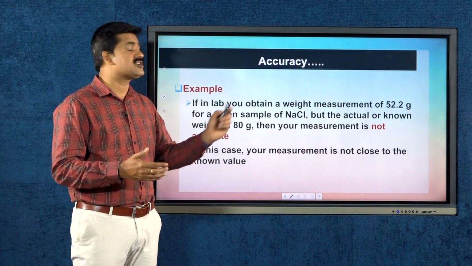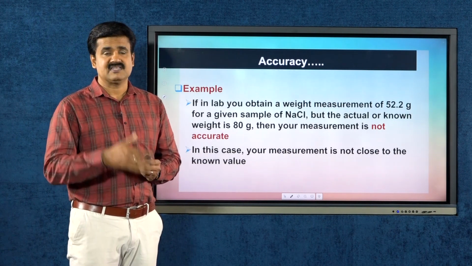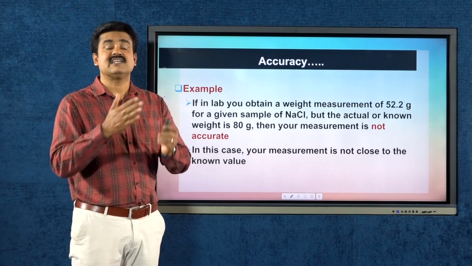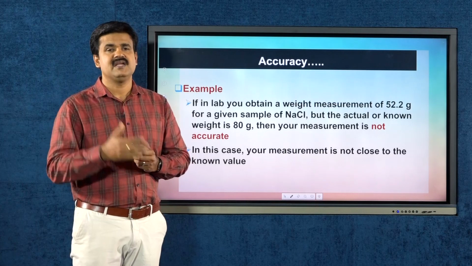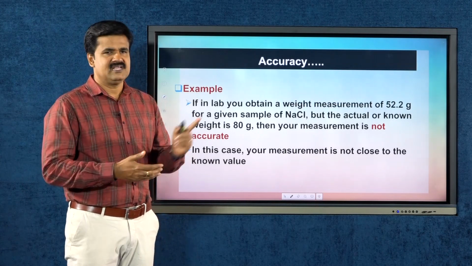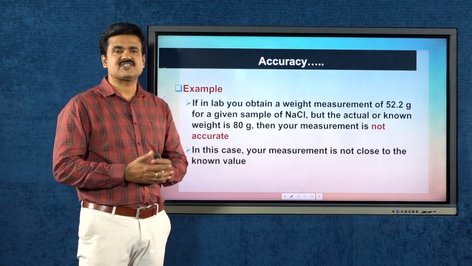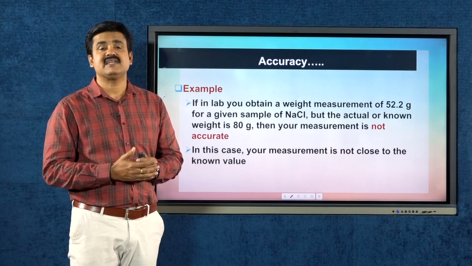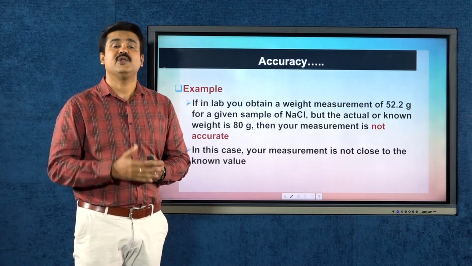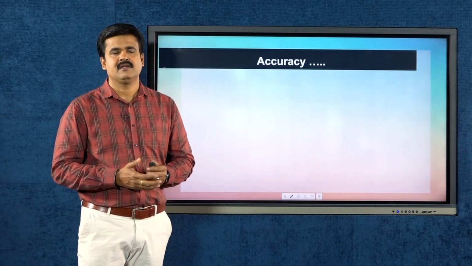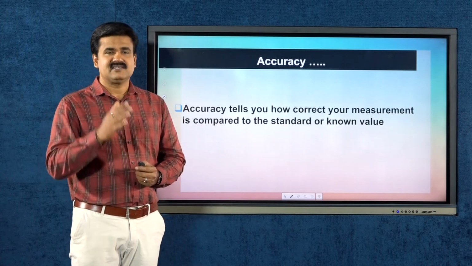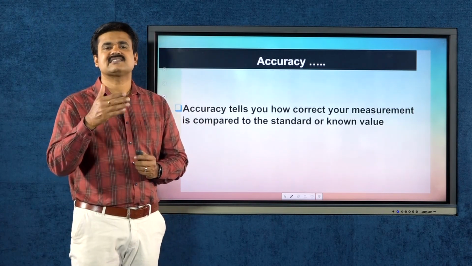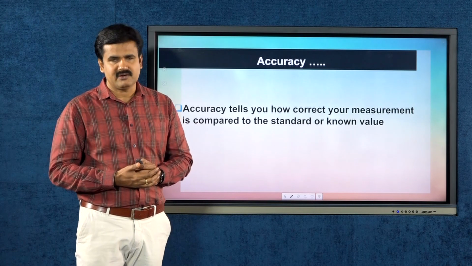Why can we call this measurement not accurate? The reason is simple. The actual weight is 80 gram, but you got a weight which is 52.2, that is far deviated from the actual or true value. In this case, your measurement is not close to the known value, and hence your measurement is an inaccurate measurement. Now, accuracy tells you how correct your measurement is compared to the standard or known value.